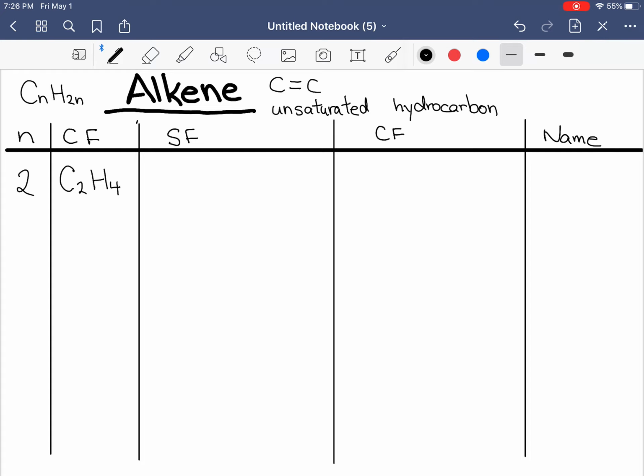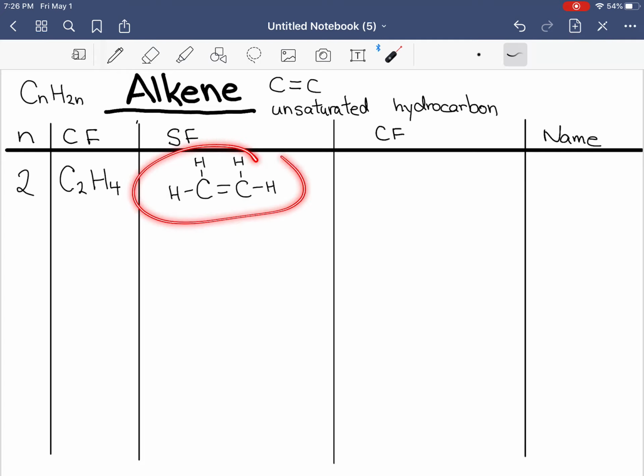The structural formula for C2H4, well, you're going to have carbon double bonded to a carbon. Don't tell me that carbon is going to double bond to a hydrogen. Every carbon makes 4 bonds, right? So here it is. This carbon is double bonded to this carbon, which is single bonded to these 2 hydrogens, and so is this guy. So this is the most simple alkene.